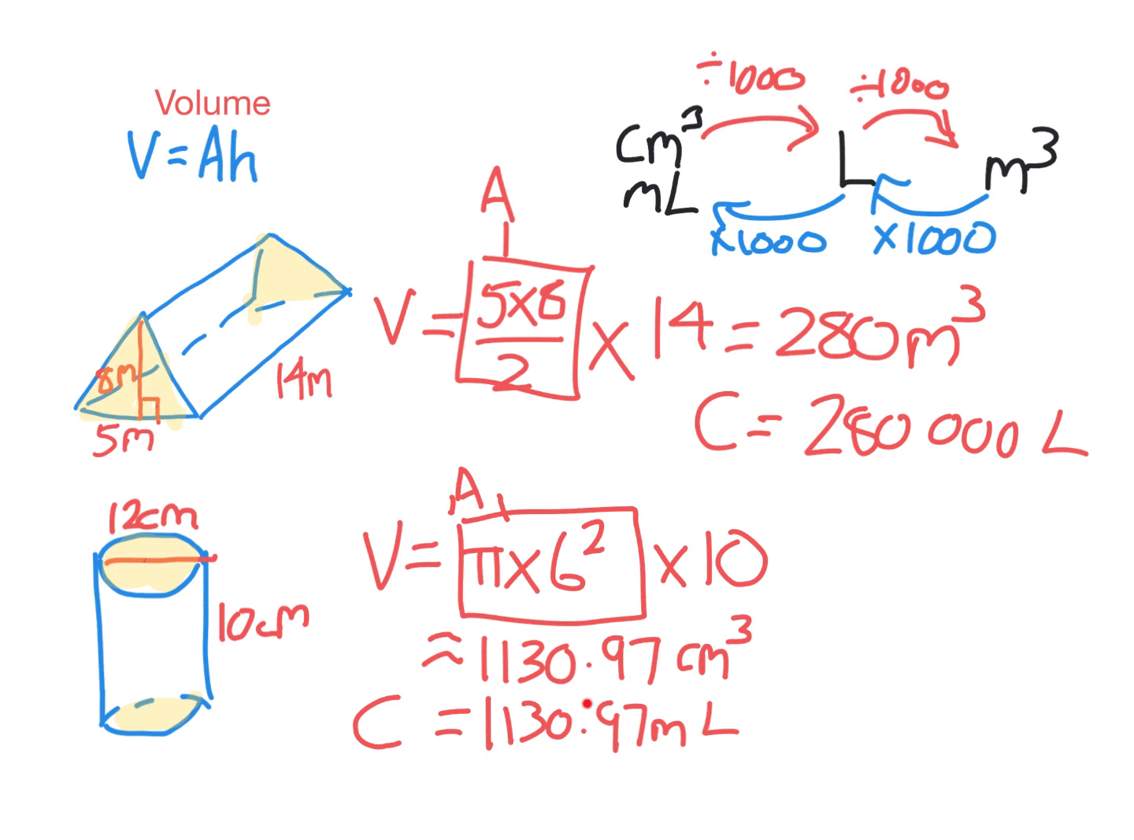So if you put on your calculator 1130.97 divided by 1,000, you get about 1.13 liters. All right, one more thing to go through, and that's finding unknown sides.